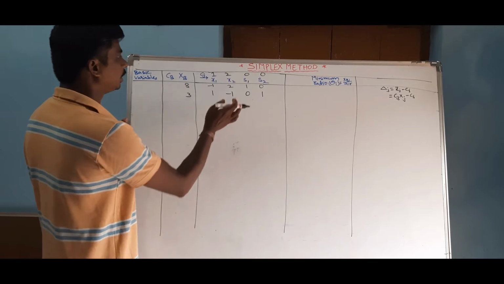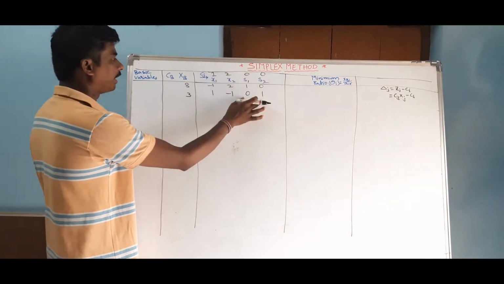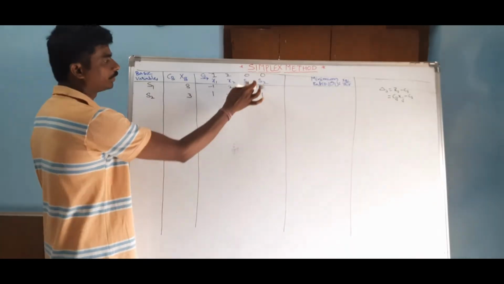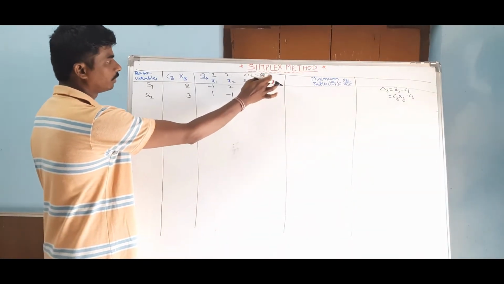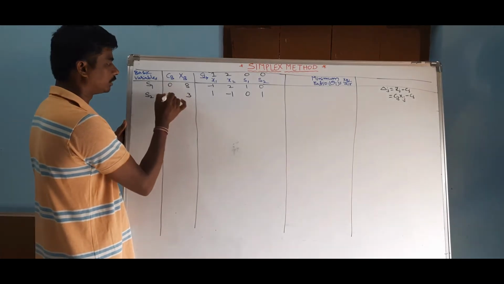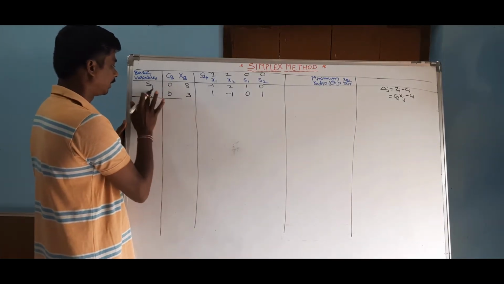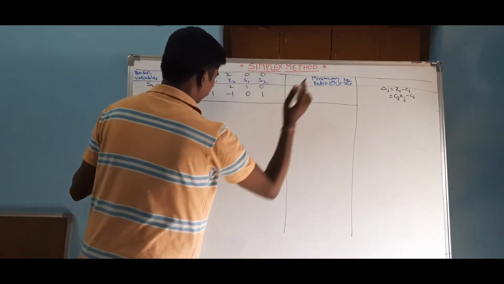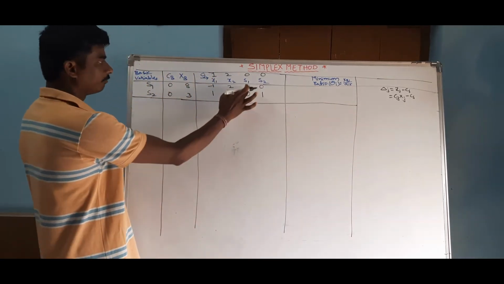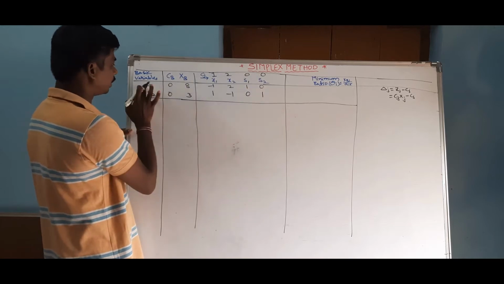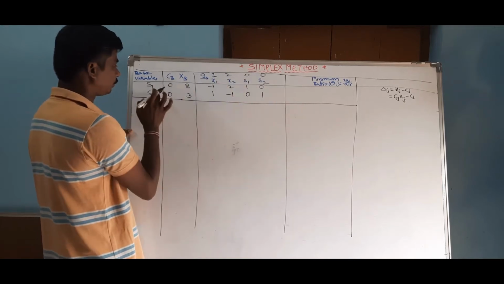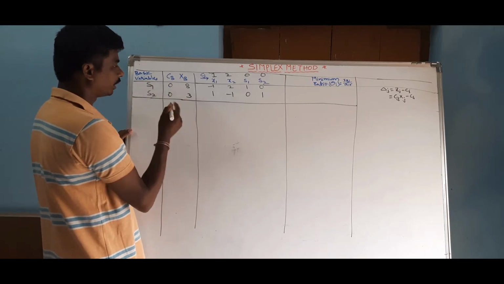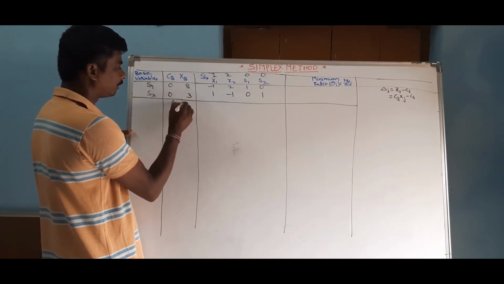Okay, now see here, [1 0; 0 1]. This is the matrix form. Basic variables are S1, S2. S1 cost is 0, S2 cost is 0. See here, this is the cost. Clearly 1 0 is S1, 0 1 is S2. Okay, these costs are 0 0. Okay, this is delta J.